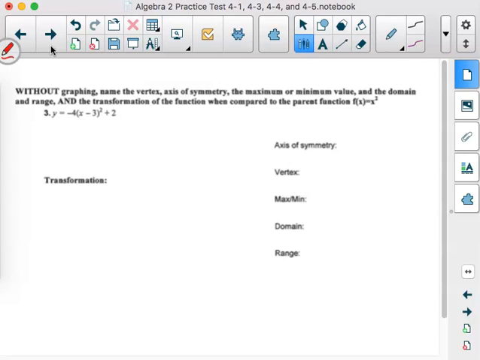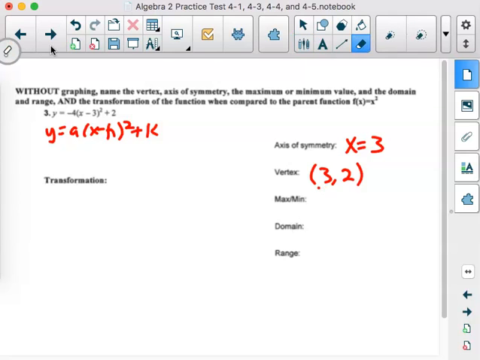First things first, I have to look at it and notice it's in vertex form. And I want to think about what that means. So, my vertex is going to be at 3, 2, because again, whatever's in the parentheses with the x is always the opposite of what we think it should be. And that gives me my axis of symmetry at x equals 3, because the x coordinate of the vertex is 3. Now, to answer these other questions, I have to know whether or not this is going to open up or it's going to open down.